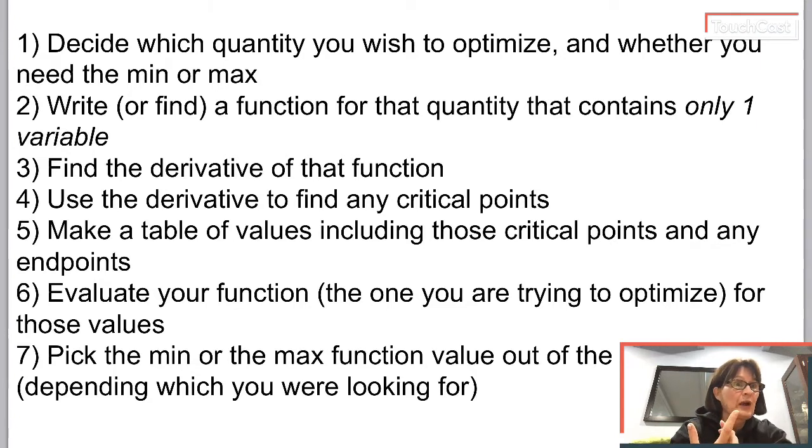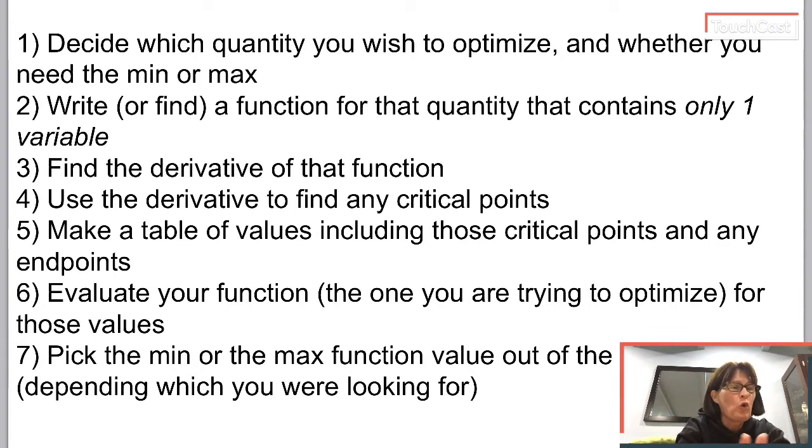So number 1, you have to figure out what you're trying to optimize. Maybe it's velocity, maybe it's income, maybe it's speed, maybe it's whatever. Sometimes that's a tricky thing in the problem, to figure out exactly which quantity you're trying to optimize. And you want to figure out, are you trying to find a maximum or a minimum? You might want to maximize income, but you might want to minimize cost. So make sure that you're keyed into which you're looking for, minimums or maximums.